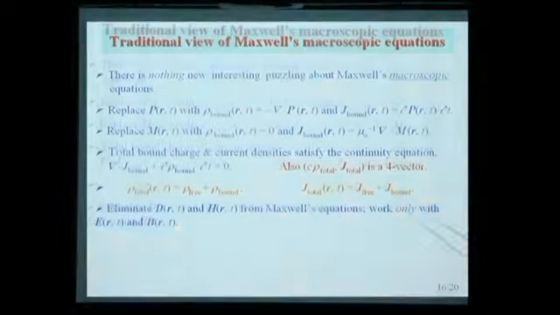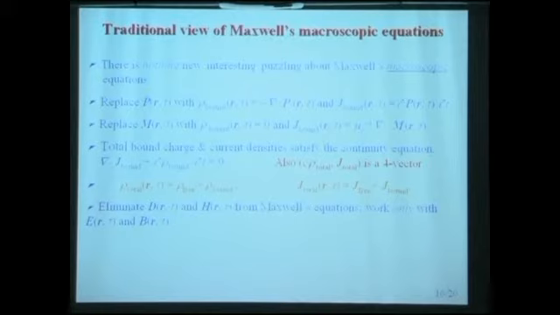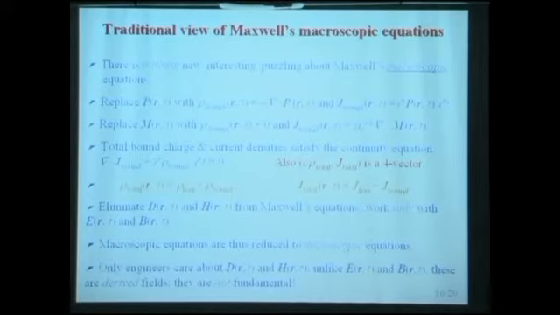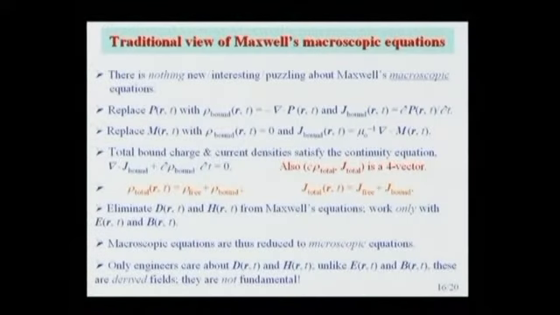So once you do that, they say you eliminate D and H, everything is written in terms of E and B. And then they say, therefore, everything is reduced to the microscopic equations. And I have argued in this talk that this is wrong and you should not do that. And of course, they add insult to injury and they say that only engineers care about D and H. Physicists, who are several levels above the engineers, they always work with E and B. But that is just a statement about physicists rather than about electromagnetic theory.